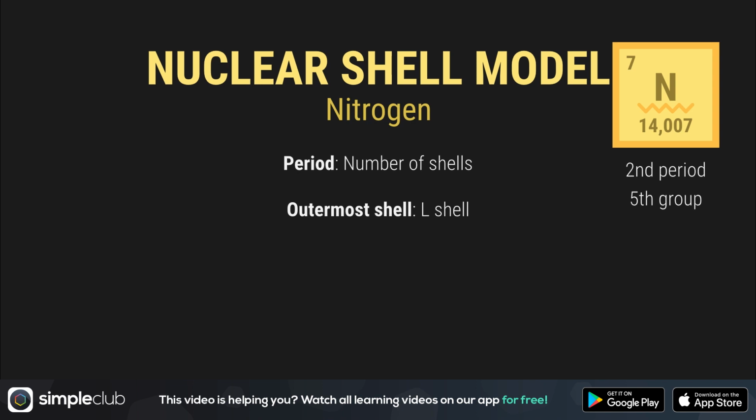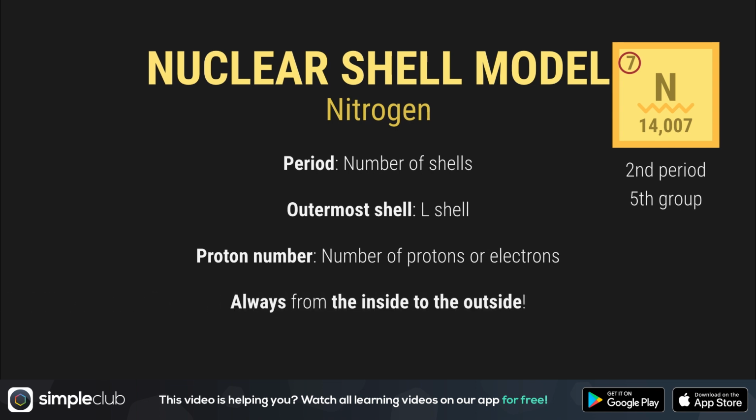The next thing we need is the proton number. Nitrogen's is 7. The proton number tells us the number of protons and the number of electrons. That means we somehow have to distribute 7 electrons to 2 shells. That is done by placing them from the inside to the outside. We're going to put 2 in the K shell because it cannot take any more than that. We then place the other 5 in the L shell, since the L shell and any shell after that can take up to 8 electrons. Et voila! We drew nitrogen's nuclear shell model.